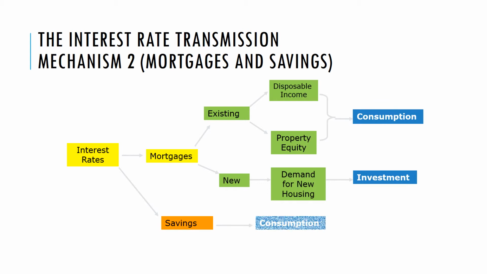Let's also consider the impact on savings. If there is a cut in interest rates, savings is less attractive, so there's going to be more consumption. So again, here we have a relationship between interest rates on the left-hand side and consumption and investment on the right-hand side. And this time we can talk about the relationship in terms of mortgages and savings. As interest rates go down, consumption and investment go up.